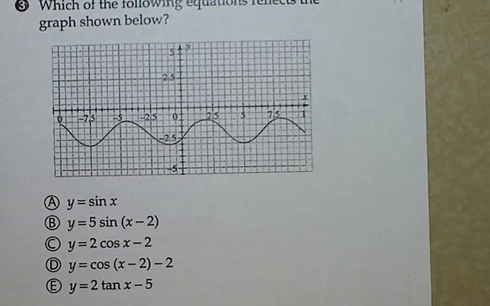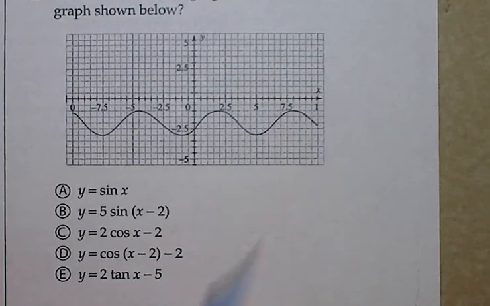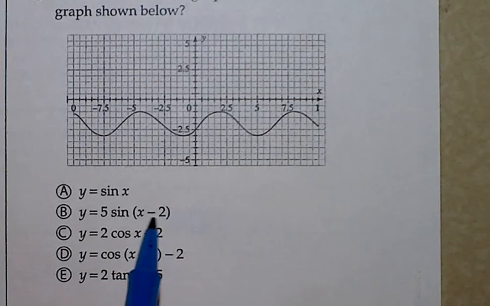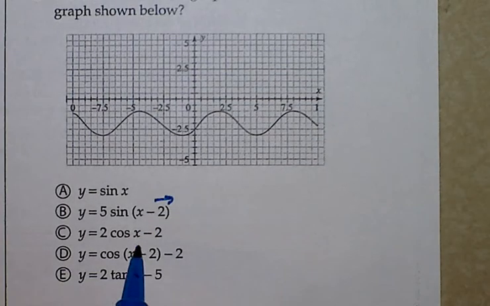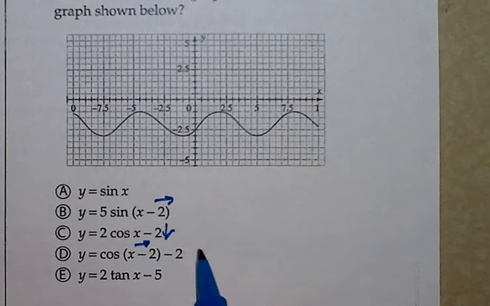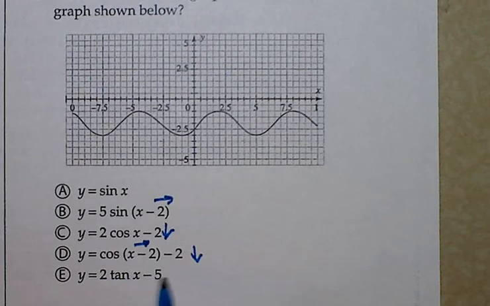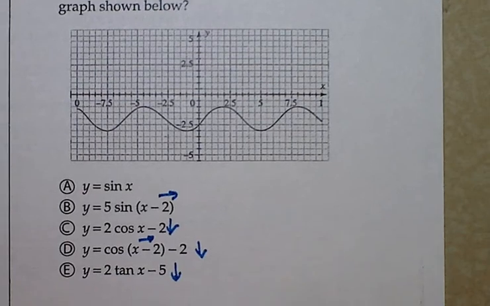So from what you know, let's go with what you know. You ready, guys? What do you think this says? Which way are you going to move this thing? To the right 2, correct? You're going to move it to the right 2. What does this say? Down 2. What does this say? Down 2. What does this say? Down 5. Okay?